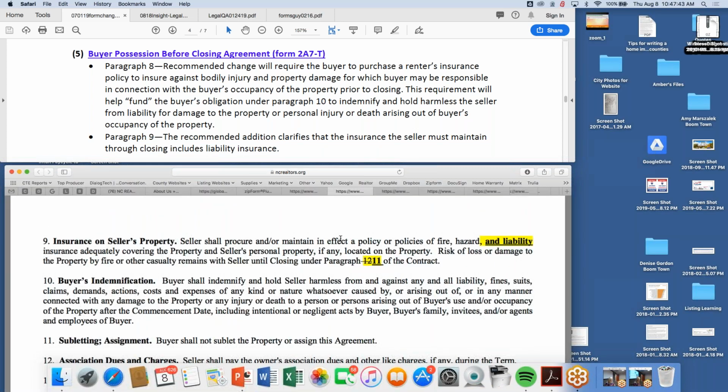And then it just adds in here on the insurance on seller's property that they not only have to have fire and hazard, but they also need to have liability now and ensure adequacy. So it's making sure that you're contacting your insurance company and you're taking the proper steps.